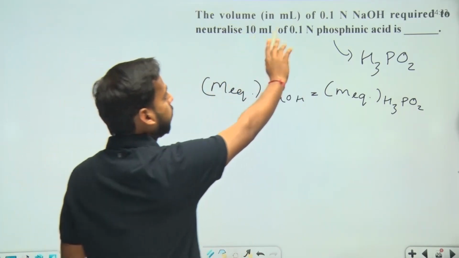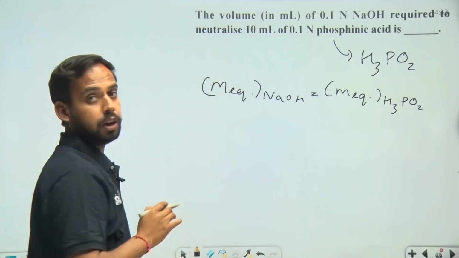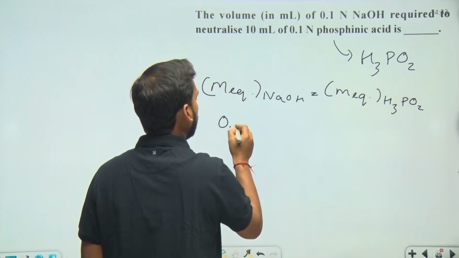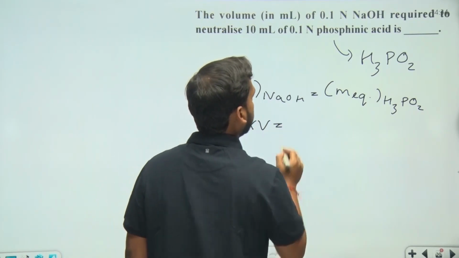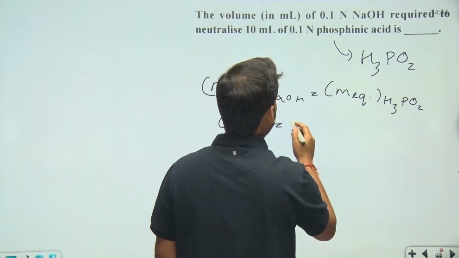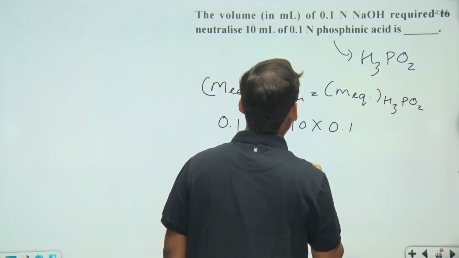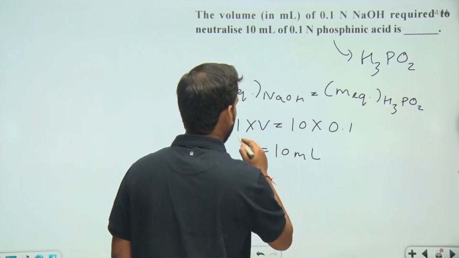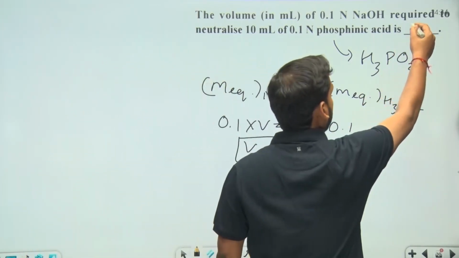Here the volume is to be calculated, and the normality is given. So N1 V1 equals N2 V2. The normality is 0.1, so 0.1 into volume equals the milliequivalent of H3PO2, which is 10 into 0.1. So the volume here comes out to be 10 ml. So our correct answer is 10 ml.